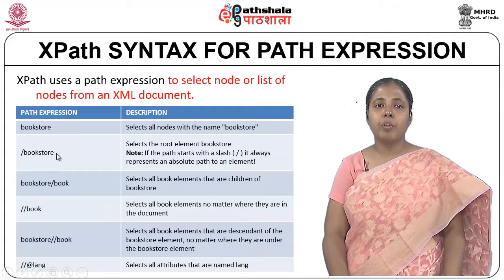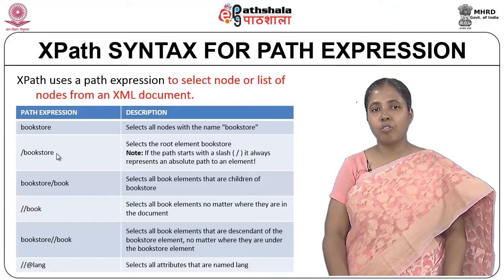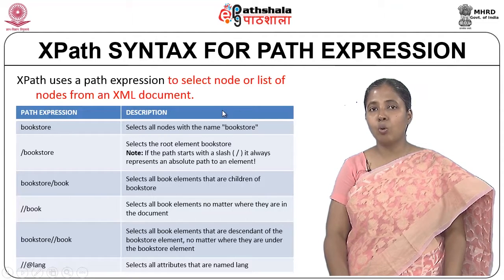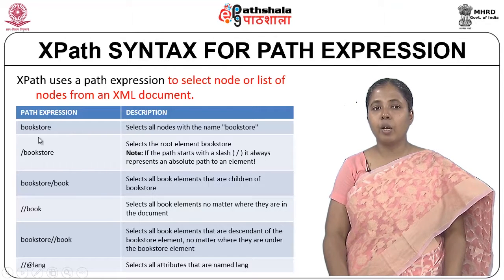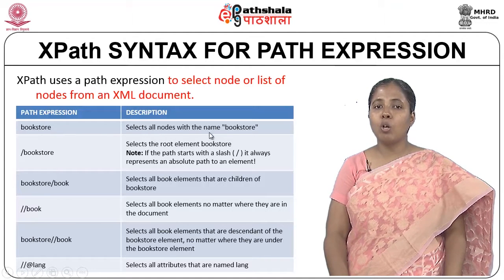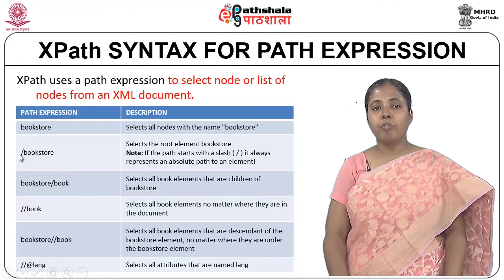And now we can see XPath uses a path expression to select a node or list of nodes from an XML document. So, now this is an example. When you specify the name of the element, it selects all nodes with the name bookstore. In the given example, we have only one element with the name bookstore. So, given the name of a node, it selects all nodes with the specified name. And /bookstore selects the root element bookstore. If the path starts with a slash, it always represents an absolute path to an element.